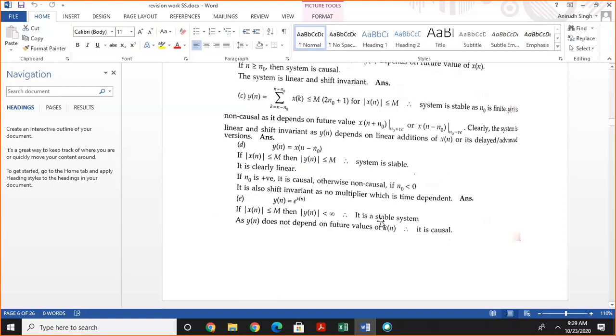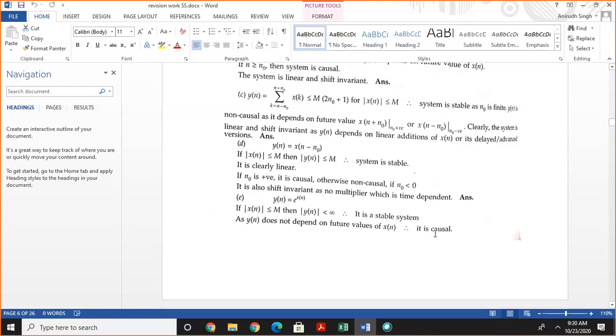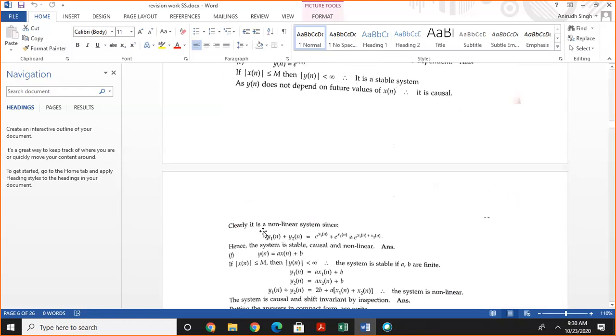Then y of n is equal to exponential x of n. If the value of x of n is less than some finite value, then y of n is less than infinity, that is, for a finite value of x of n, the value of y of n is also finite, so the system is stable. And y of n doesn't depend upon future input, in this case it depends only on present input, so it is causal.